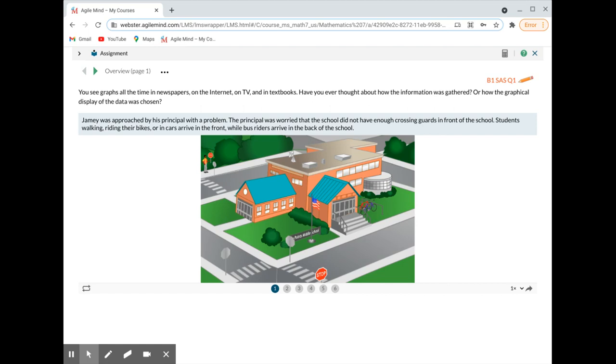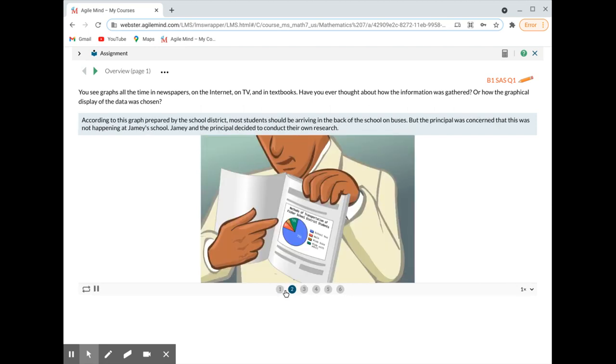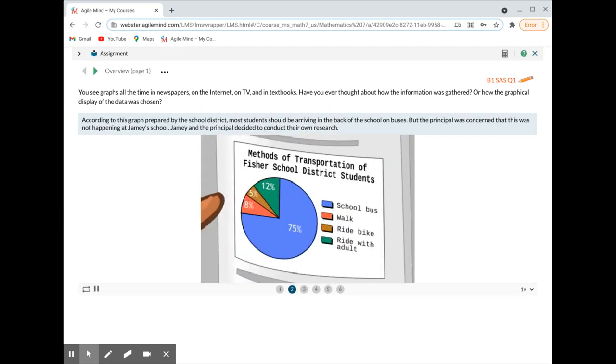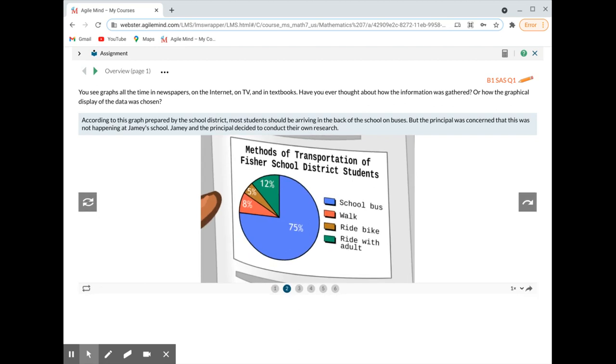Okay. So how do you think he's going to find this data to figure out if this is a problem or not really a problem? Talk to the students. Okay. So let's take a look at this. What's that say, Abigail?